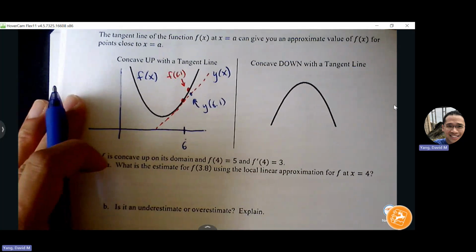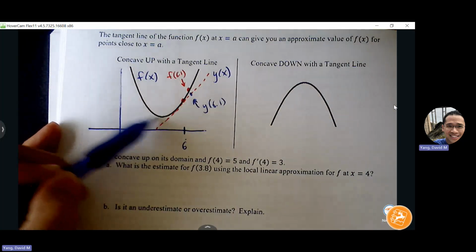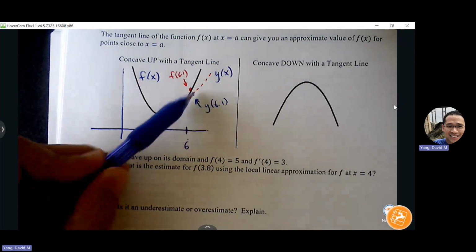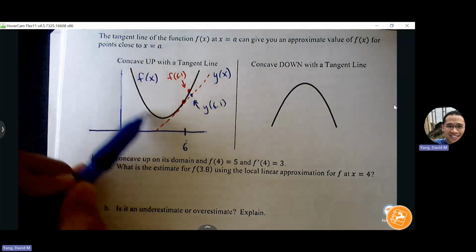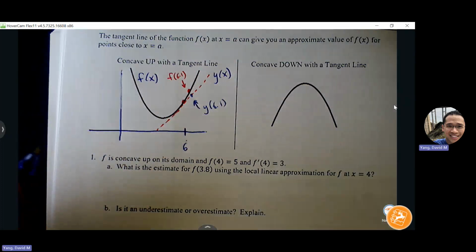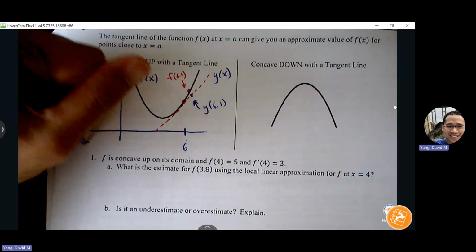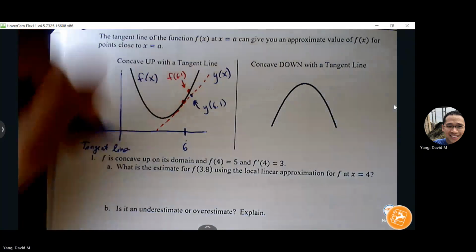And here's the big idea: it doesn't matter where the tangent line is on a graph that is concave up. Every tangent line that I can create will give me an under approximation of the actual point on the curve, just because of the way that the curve is shaped. So a tangent line for a concave up graph will underestimate the function value. So you can write that here, tangent line. Here, I'll just show you.